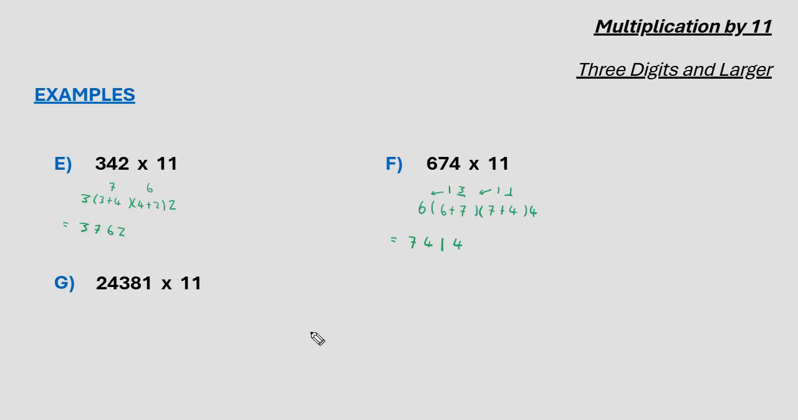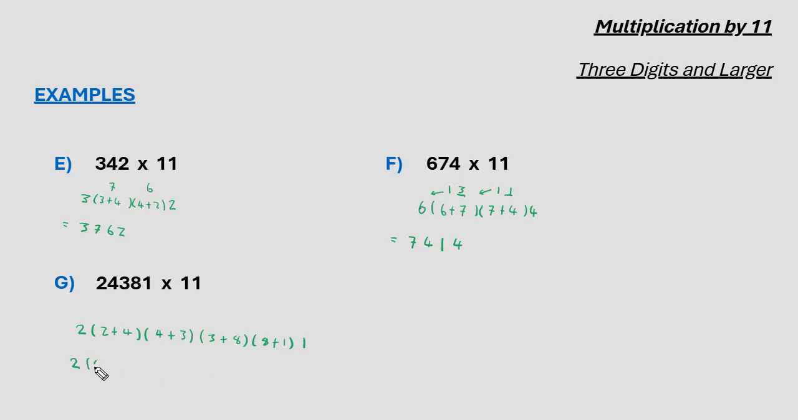And for an even larger number multiplied by 11, it's the same approach. There are just more sums to do. So we write 2 first, the furthest left digit. Then we have 2 plus 4. Next we have 4 plus 3. Then we have 3 plus 8. Then we have 8 plus 1, and we also, on the right side, write our furthest right digit of 1. So let's work through what we have and see what we get.